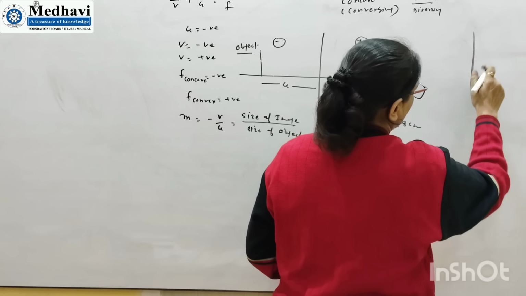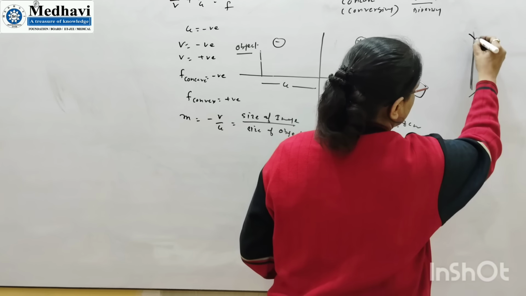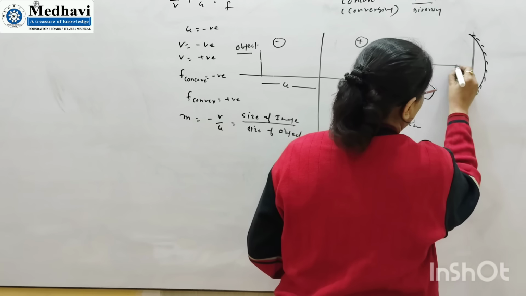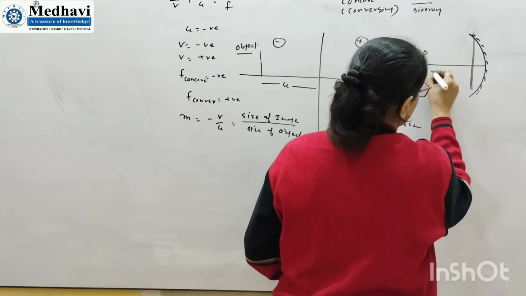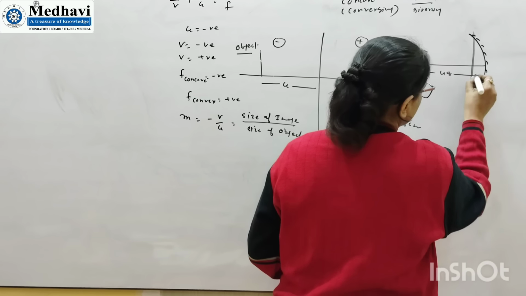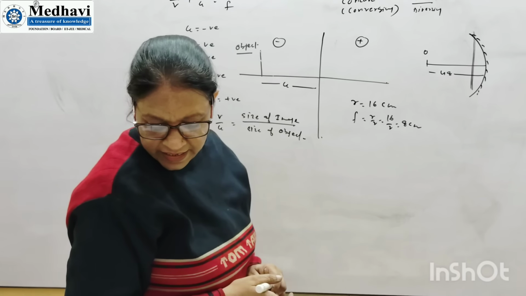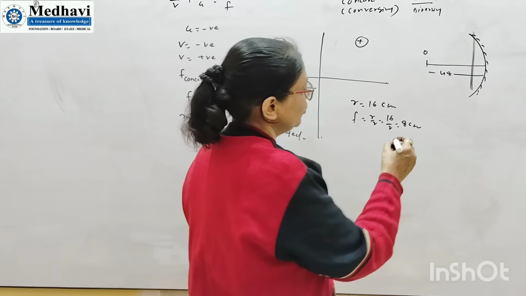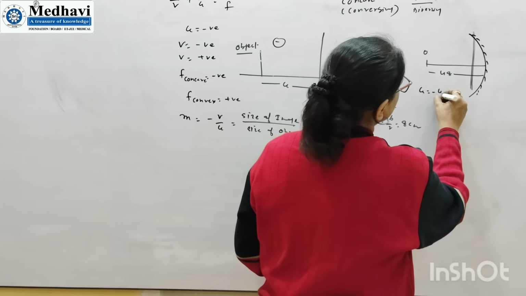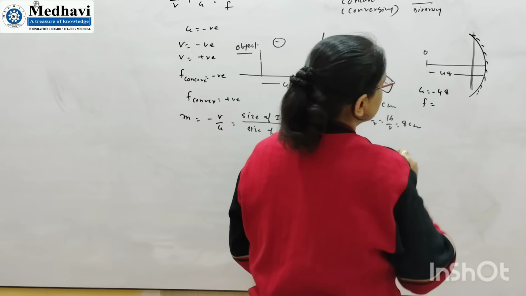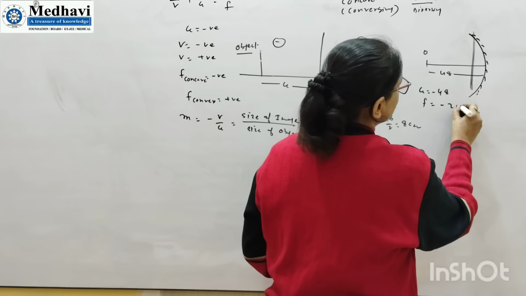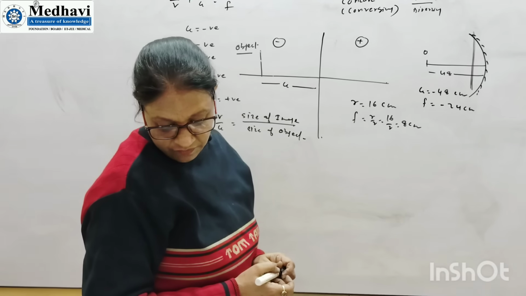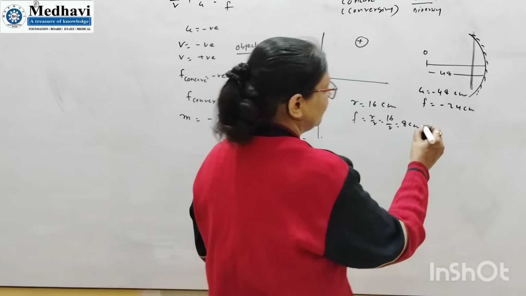I am just giving the information from the diagram. Suppose you have taken a concave mirror. Here the object distance is 48 cm and its focal length is given as 24. So u will be minus 48. Focal length of a concave mirror is negative, so minus 24 cm. Find the position of the image. You have to find v.